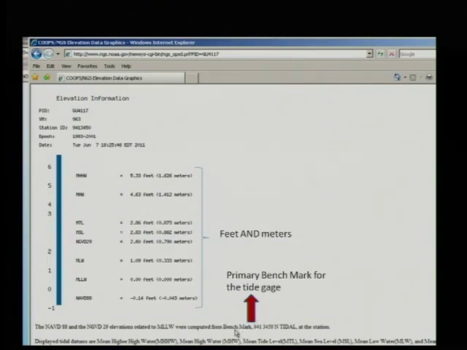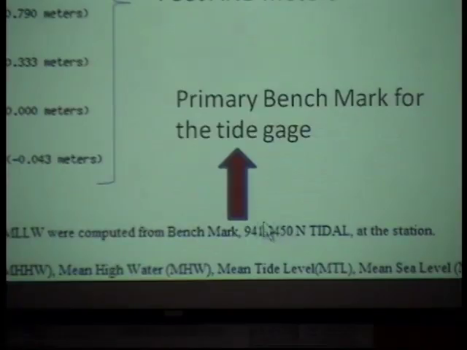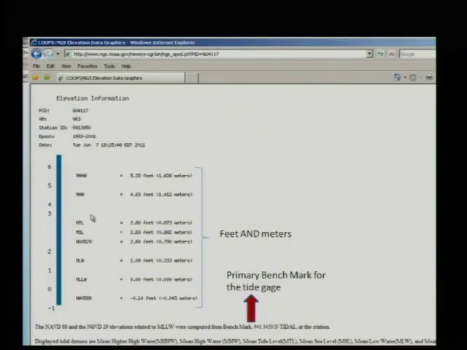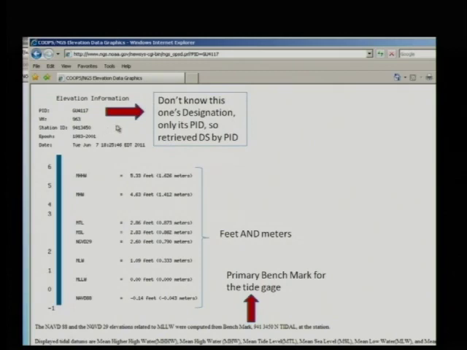It does tell you on this page what the primary benchmark is for the tide gauge. It doesn't say this is the primary benchmark, but it turns out this is the primary benchmark for this tide gauge. But do we know if this represents the primary mark? No, we don't actually, because all we know is the NGS PID for this mark. So I went back to NGS's data sheet site and looked up what this PID was to find out what its designation is, and it turns out that it is 3450N TIDAL, which happens to be the same one. So it was a coincidence that I happened to pick the primary benchmark for this tide gauge.